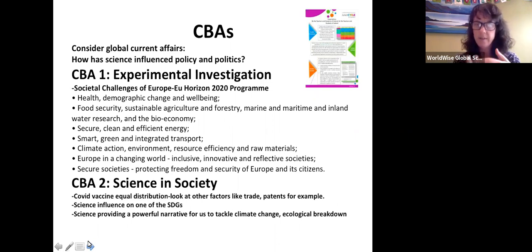First of all, CBA 1, which I've mentioned already, is the experimental investigation. We would suggest that you look at the societal challenges of Europe mentioned in the EU Horizon 2020 programme, just considering food security, the bioeconomy, all these things. So there are lots of areas in which your students can do a really good experimental investigation.